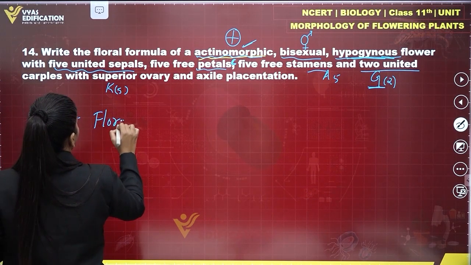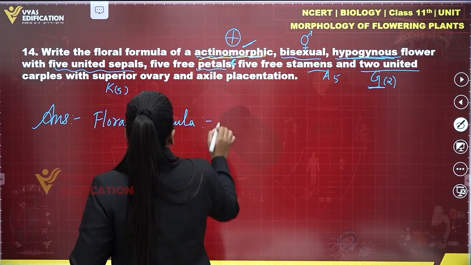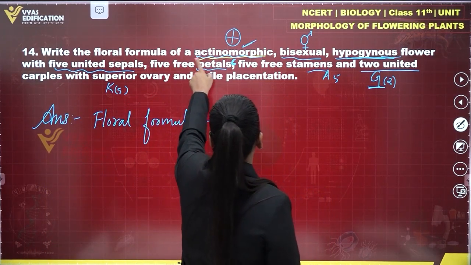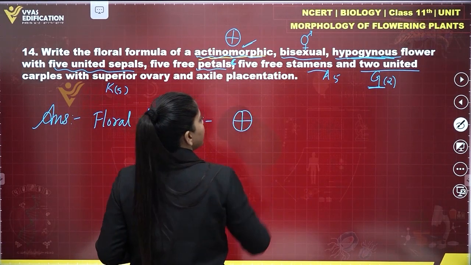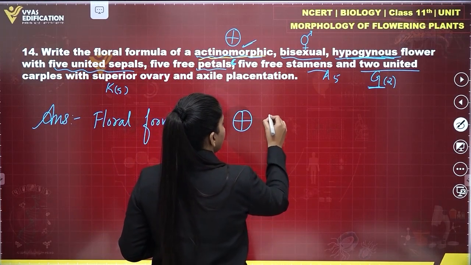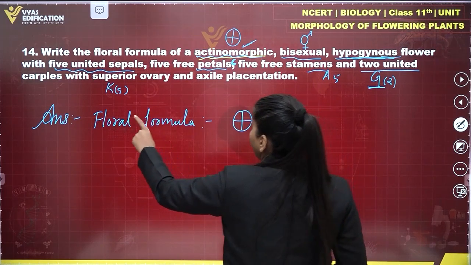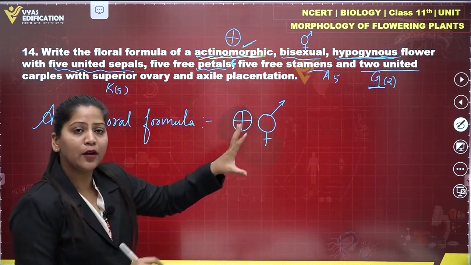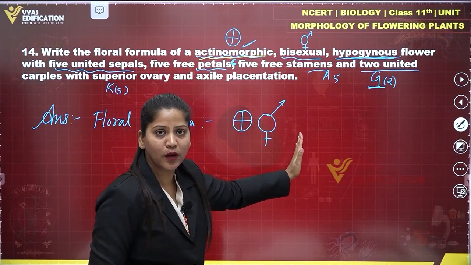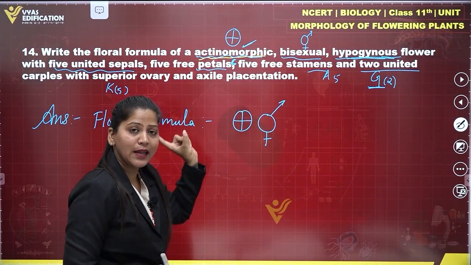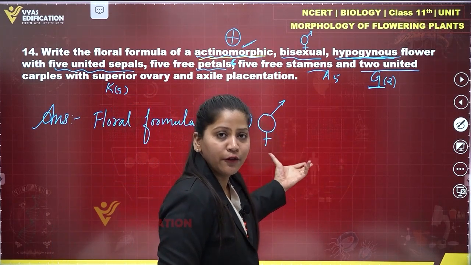Floral formula. First of all, we are going to take the actinomorphic symbol. Actinomorphic is represented as this. Then we have the bisexual condition, which is represented as this. Then we have the hypogynous flower. We are not going to write this condition first, just right after the bisexuality of the flower. We'll take calyx, corolla, androecium, and then we'll talk about the gynoecium in a floral formula.